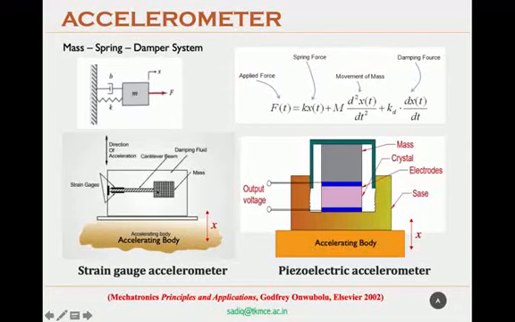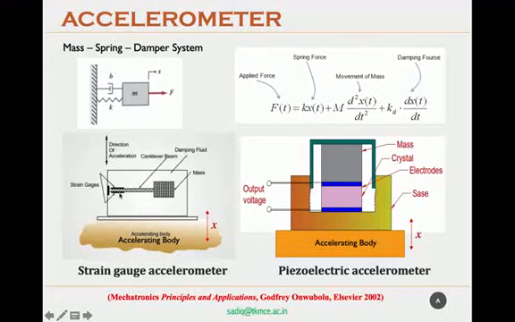Suppose this object is moving in the upward direction, the inertial mass will have a reaction in the downward direction. When it moves downwards, the deflection, that is x, is an indication of the acceleration in the upward direction. Because of the reaction this mass goes down, and that will cause a bending of the cantilever beam, and that bending will be sensed by the two strain gauges placed on either side.